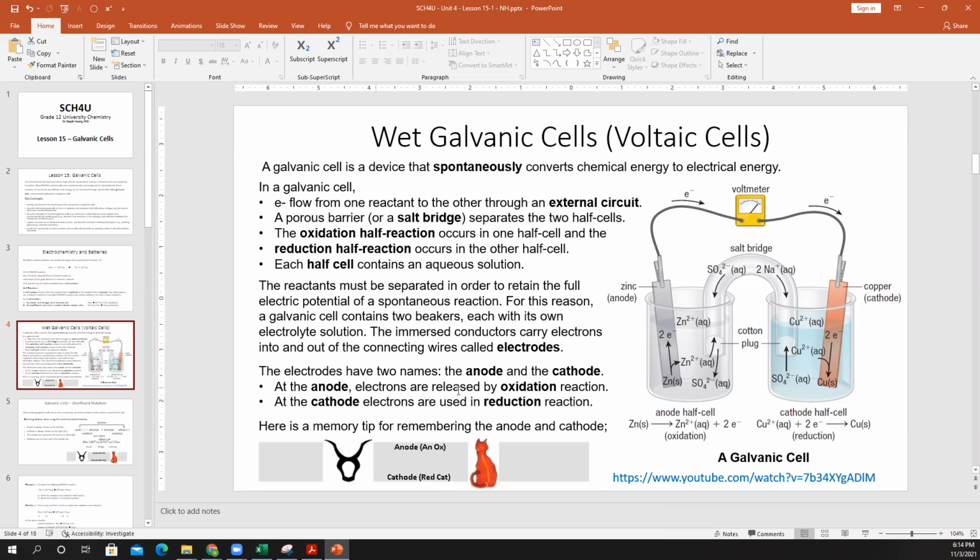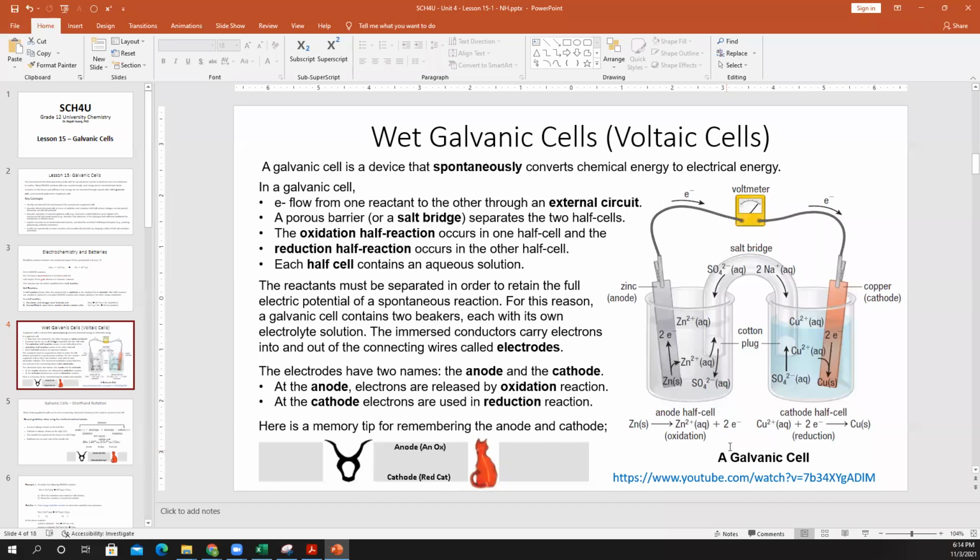At the anode, the electrons are released by the oxidation reaction. So here the electrons are released by the oxidation reaction. This is the anode. And at the cathode, the electrons are used in a reduction reaction. The electrons are flowing this way, they're coming in, and they're being used in the reduction reaction. And here's the reduction reaction written up.